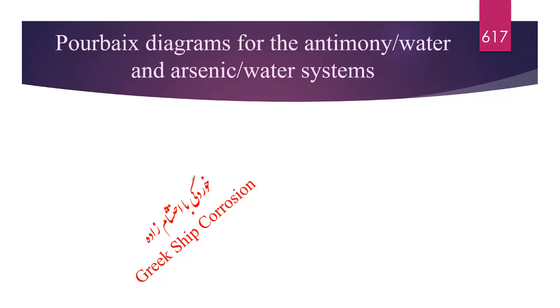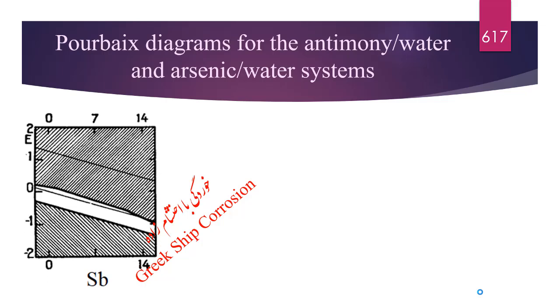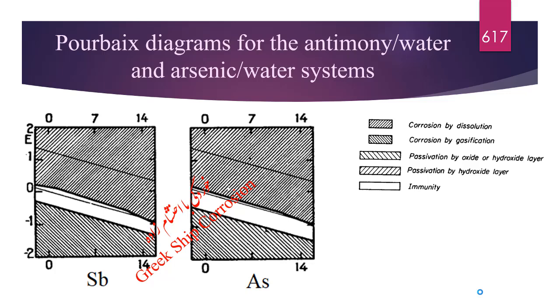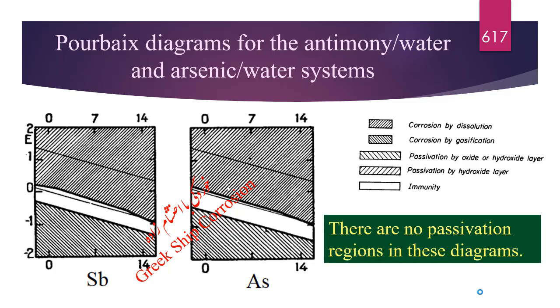Pourbaix diagrams for the antimony-water and arsenic-water systems. There are no passivation regions in these diagrams. Corrosion by dissolution, immunity region, and corrosion by gasification.